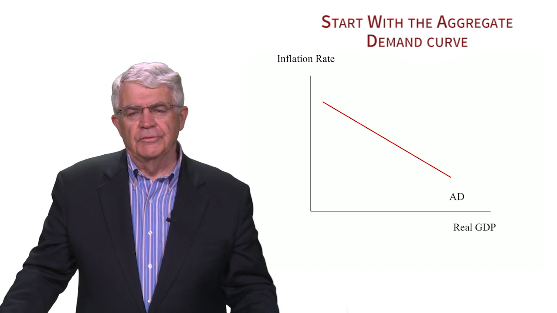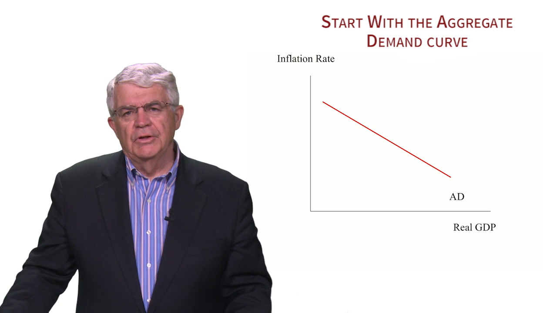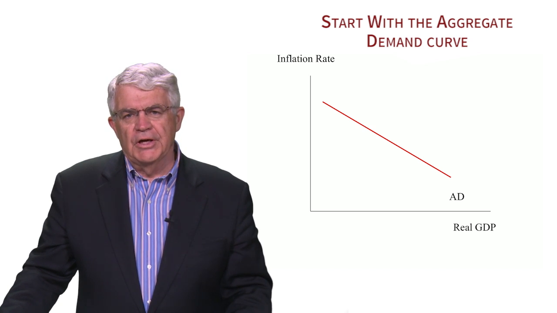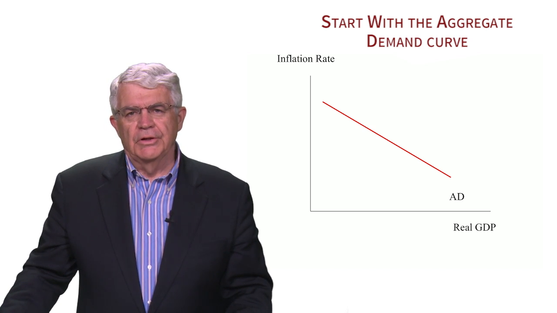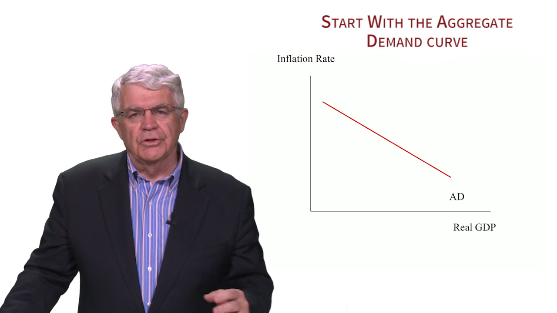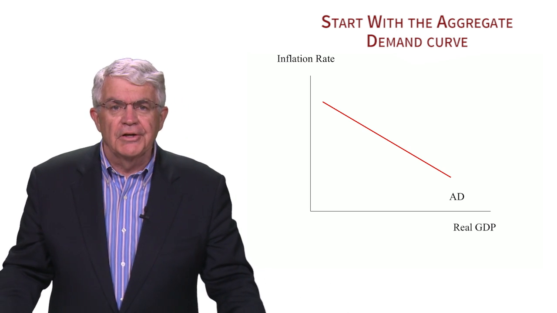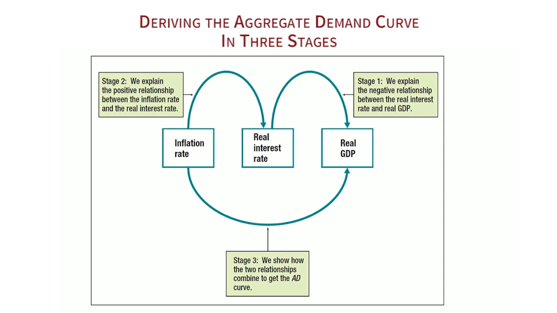It tells you that when inflation goes down, real GDP tends to go up. We want to understand how this occurs and how it helps us explain the economic fluctuations in the economy.